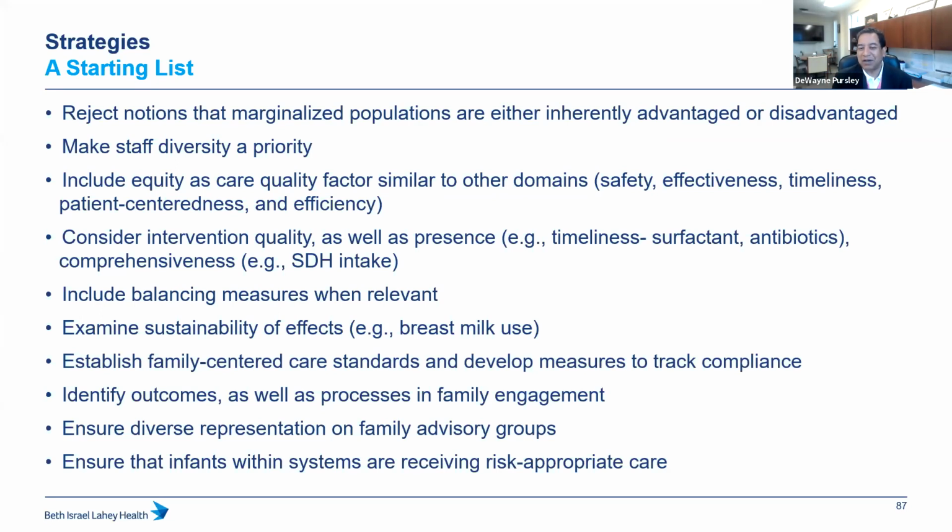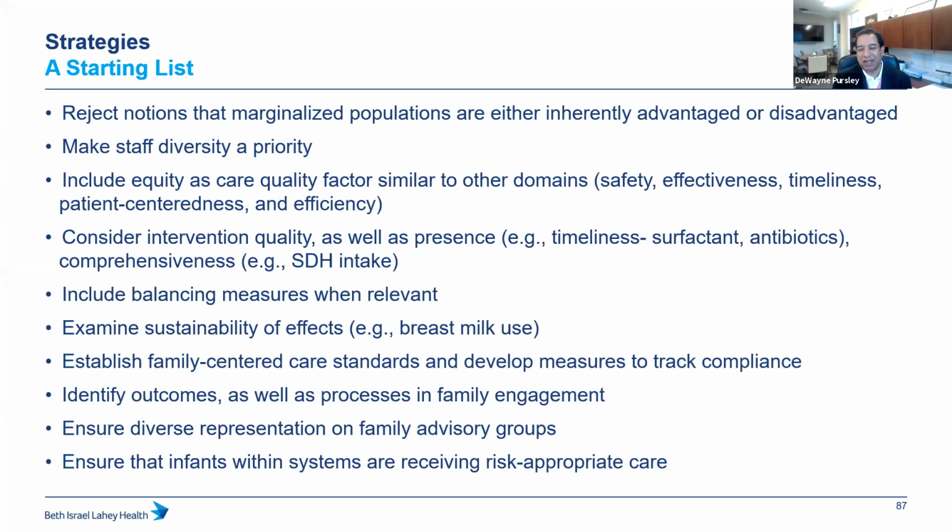Establish family care standards and develop measures to track compliance. Identify outcomes as well as processes in family engagement. It's great to track family meetings, whether they occur or not, how often they occur, but there are other opportunities. Here in our hospital, we're using a survey tool to look at several domains: confidence, continuity, coordination, environment, information, participation, support, and overall impression of family support. We also look at discharge readiness.